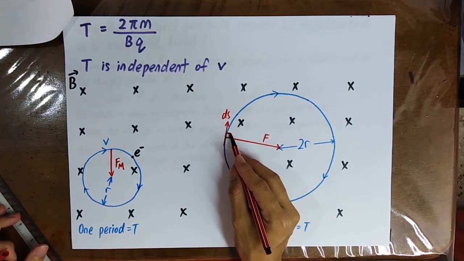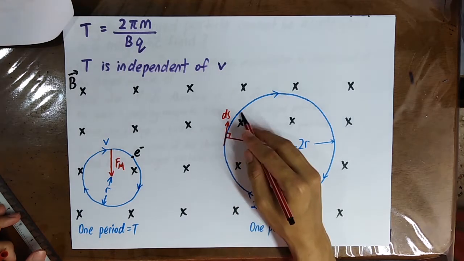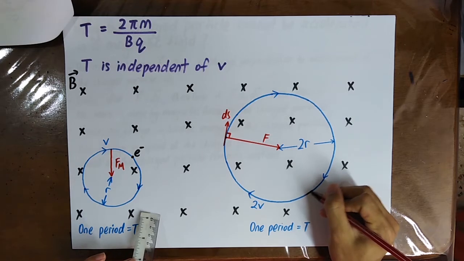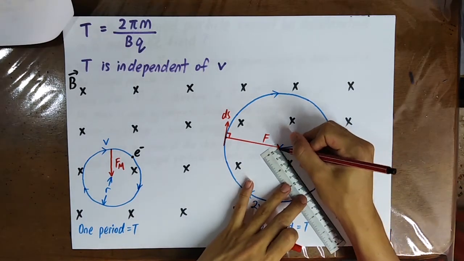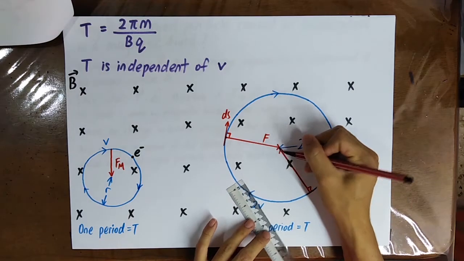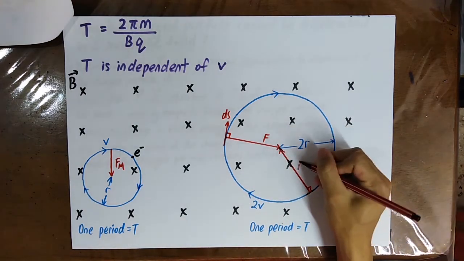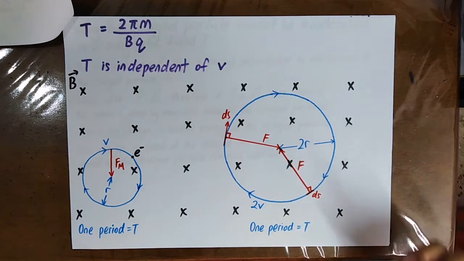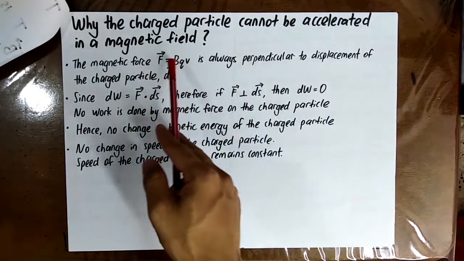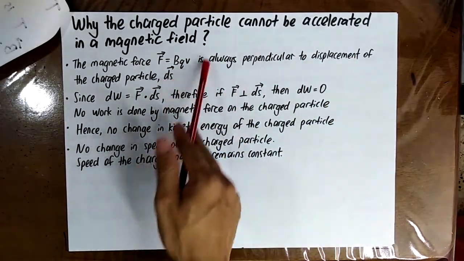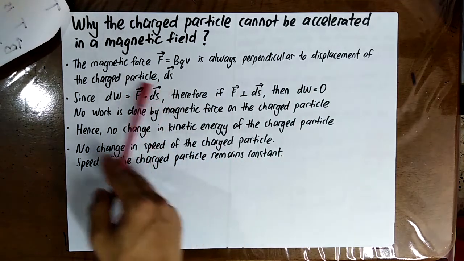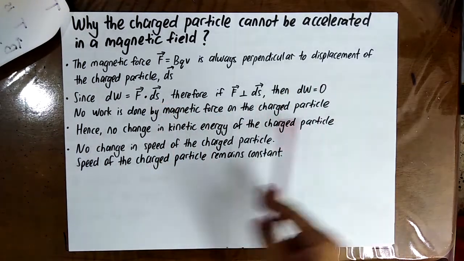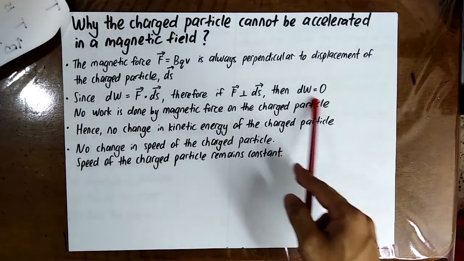So you know that they are perpendicular at every point on the circular path. For example, here the displacement is here, and the force is toward the center of the circular path. So F and ds are always perpendicular to one another. So when you use the expression for the work done, which is F dot ds, the work done is actually 0.